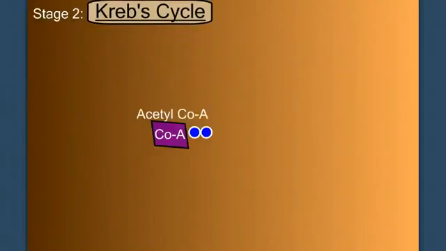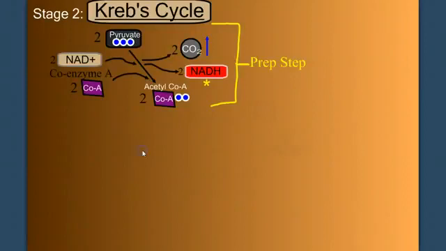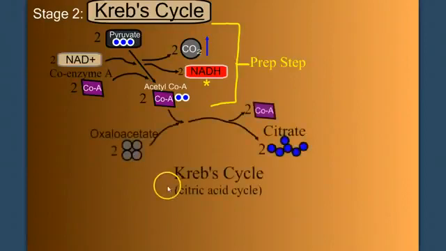As acetyl-CoA enters the Krebs cycle, it reacts with oxaloacetate to make citrate. Thus, the citric acid cycle, another name for the Krebs cycle. So we can draw that like this. Oxaloacetate picks up acetyl-CoA, the coenzyme A gets kicked out, and we have citrate.